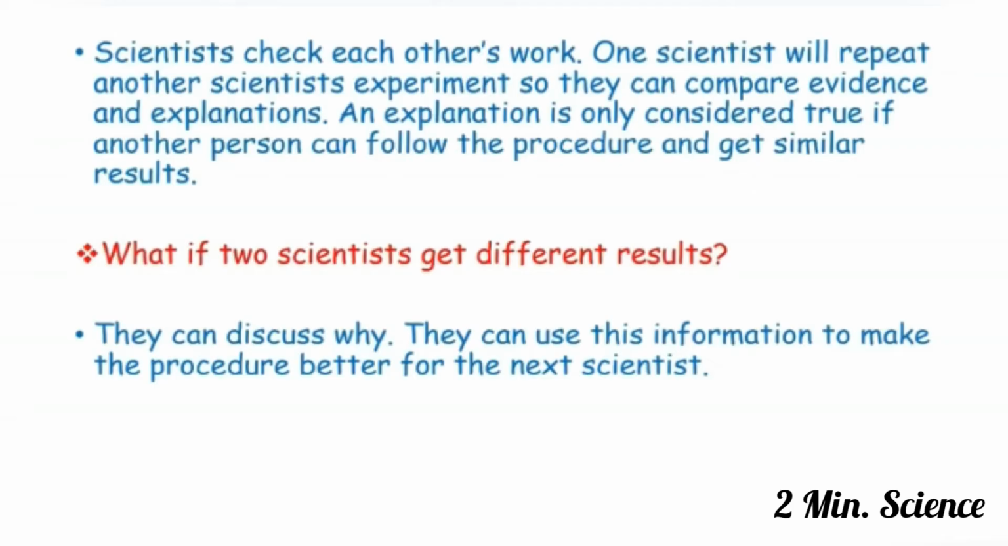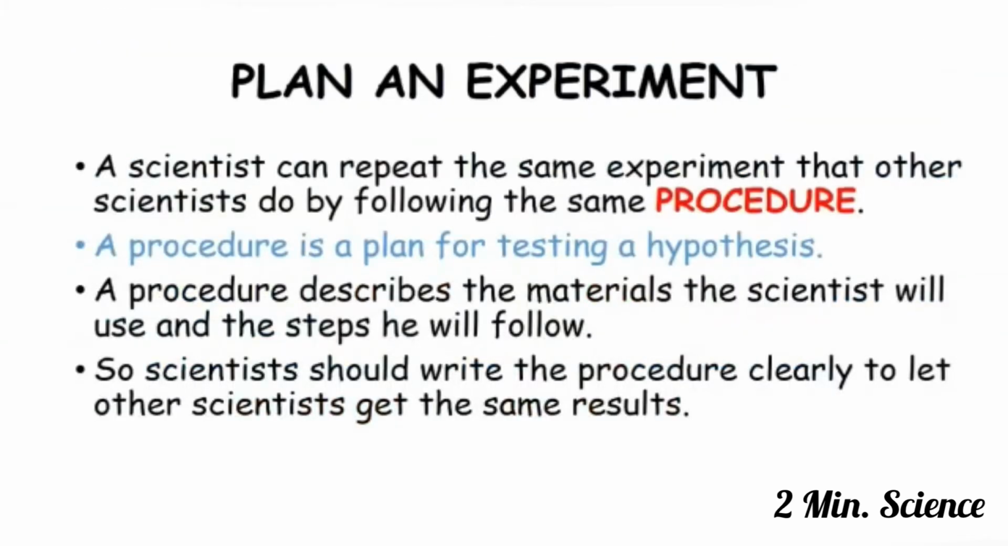What if two scientists get different results? They can discuss why. They can use this information to make the procedure better for the next scientist. Now, how do scientists repeat other scientists' experiments? A scientist can repeat the same experiment that other scientists do by following the same procedure.